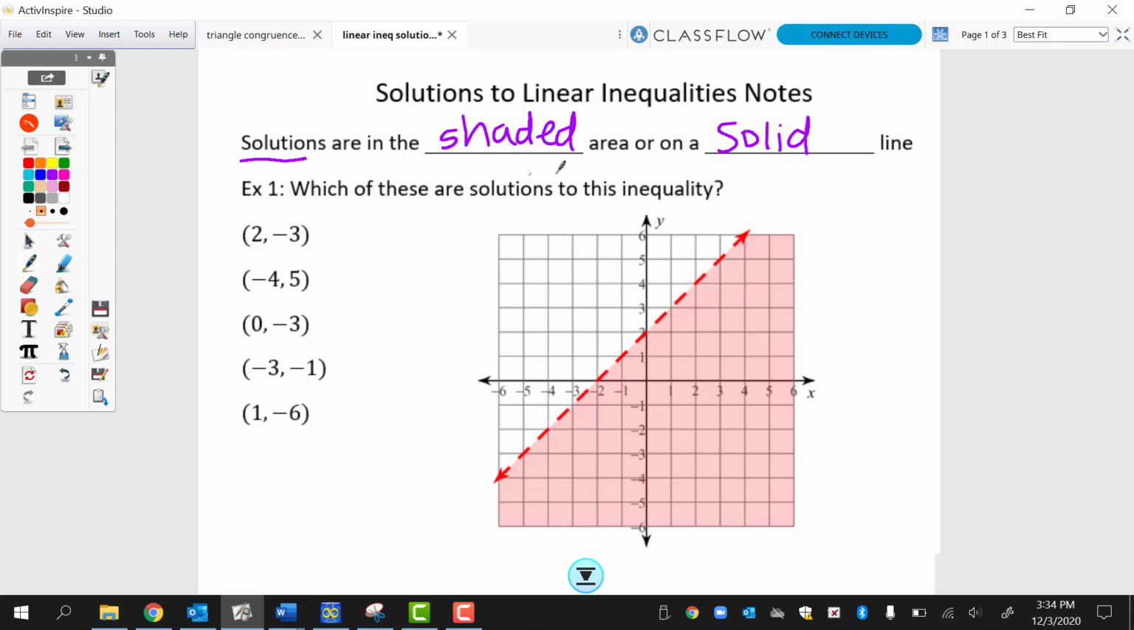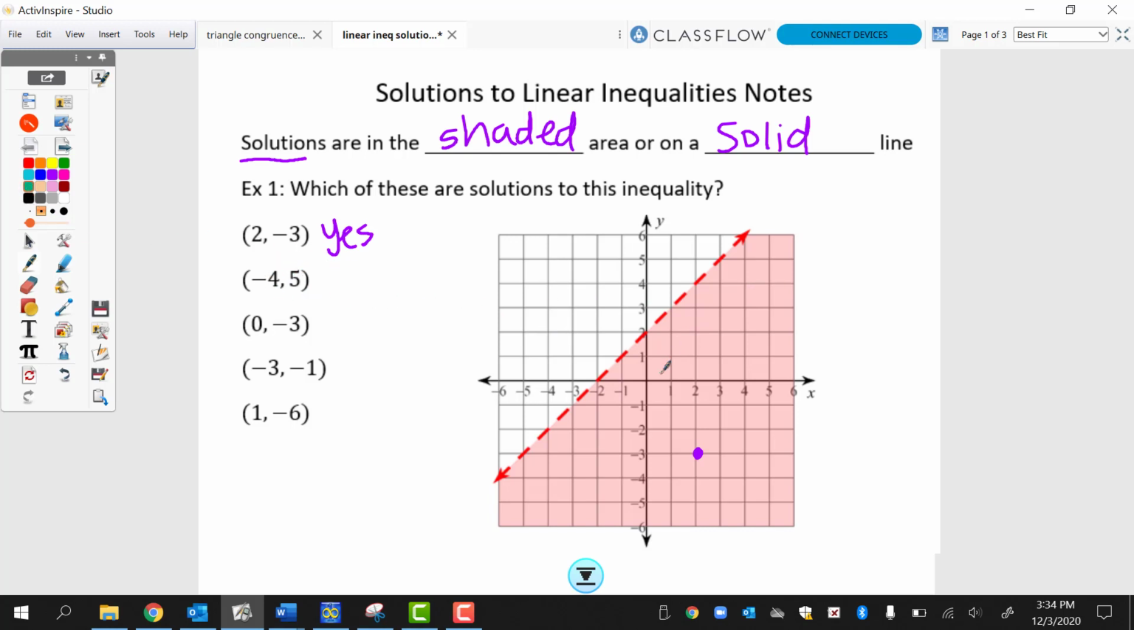So here we go. Which of these are solutions to this inequality? So we're going to plot these points on the graph because this one already graphed the inequality for you. And we're going to say, okay, well, is it in shaded or on solid? So 2 comma negative 3. That means it's right there. Is it in the shaded? Yes. So this is yes, it's a solution.